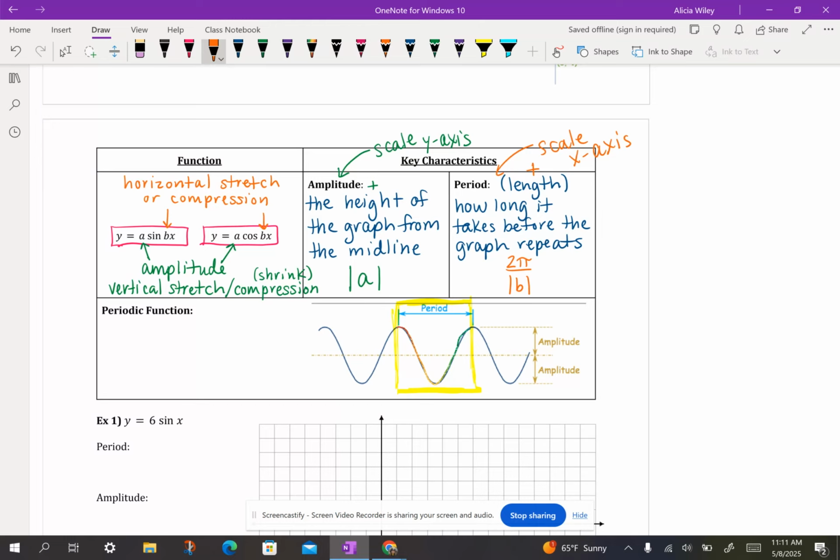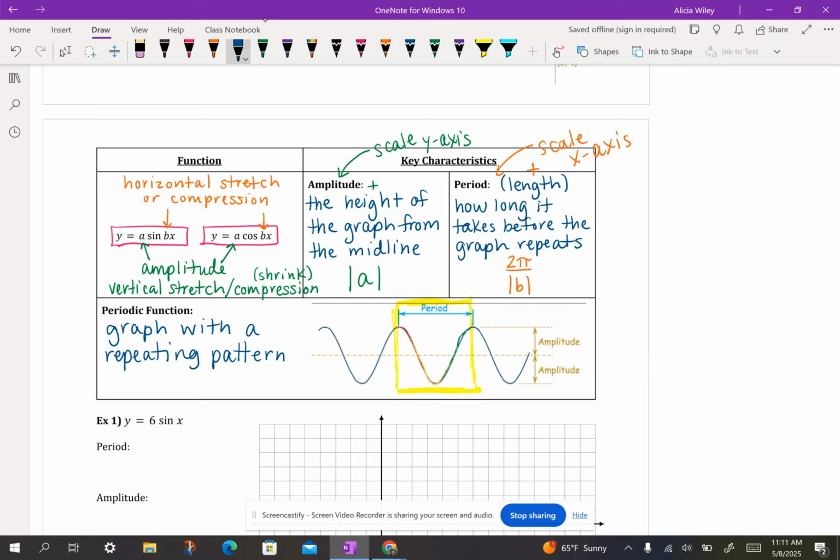Down here in this box, something to know about these trig functions: if you're noticing, it starts to repeat itself. This is what we call a periodic function. A periodic function is basically a graph with a repeating pattern. And all of these trig function graphs have that repeating pattern, again, because it's all based off that unit circle, which means you're going around and around that circle potentially an infinite number of times.